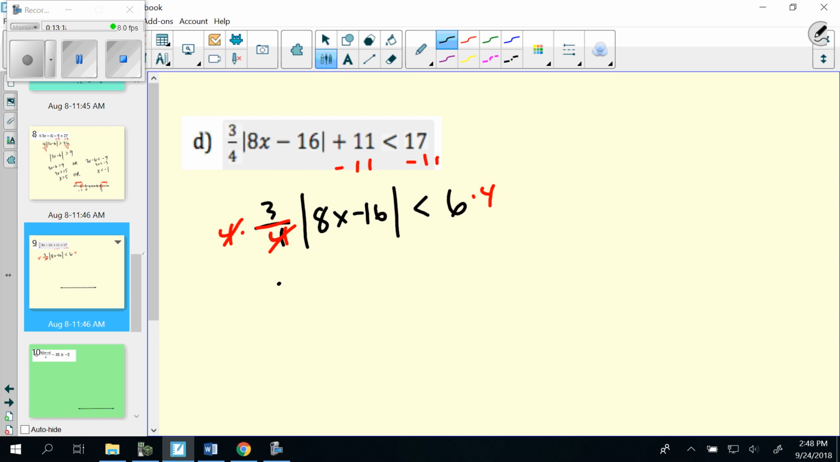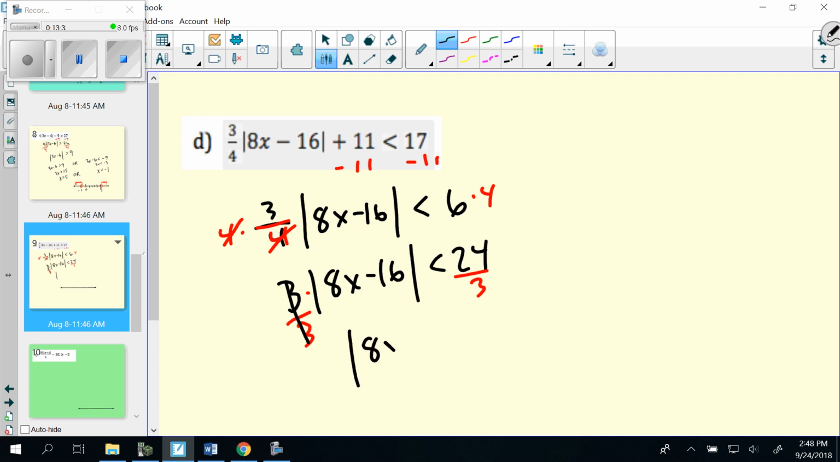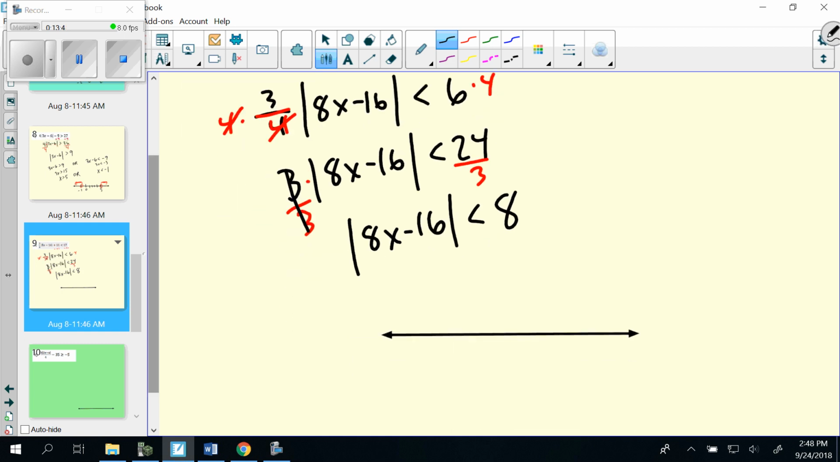So now you've got 24 out here. Now it's being multiplied, so divide by 3. And you could do that in one step too. If you multiply by the reciprocal, it would do the same thing. So now we've got our variable isolated. This is a less than 1. This is going to be an "and" one.